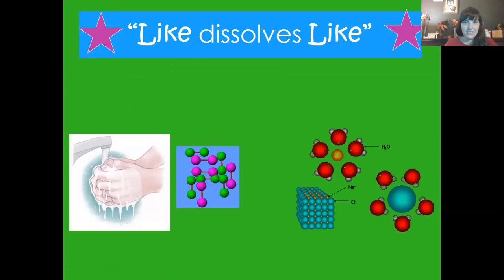Okay, so the concept here, why do some things dissolve well and others don't, has to do with this idea of like dissolves like. So what do we mean by like dissolves like? Well, you might think we mean things with similar bonds dissolve each other well, but it's actually not true. Things with similar attractions dissolve each other well. Here's what I mean.